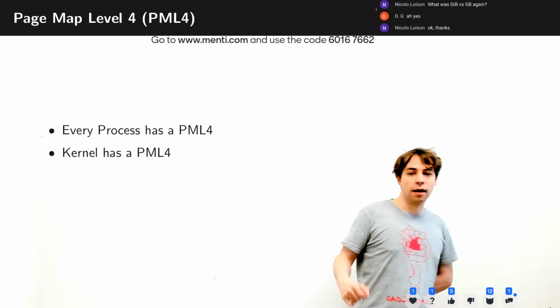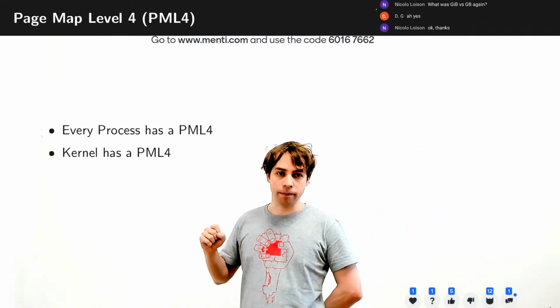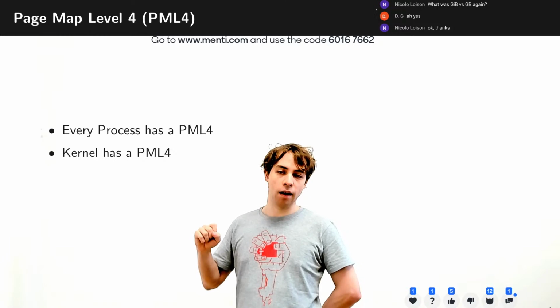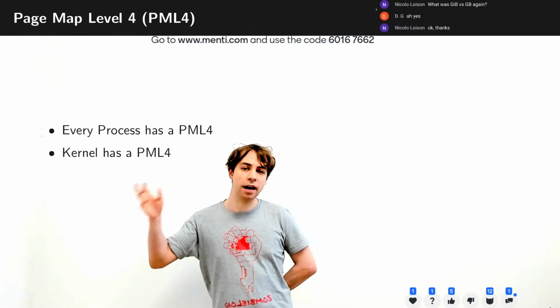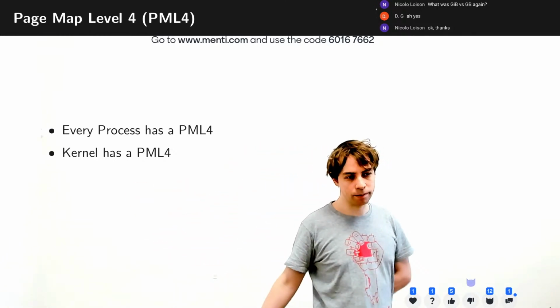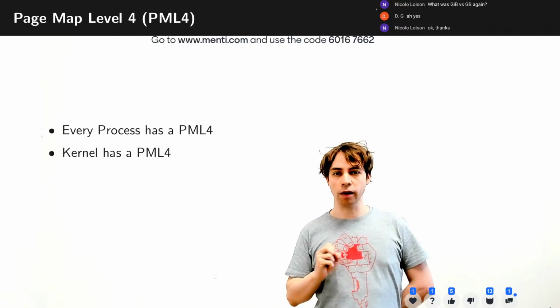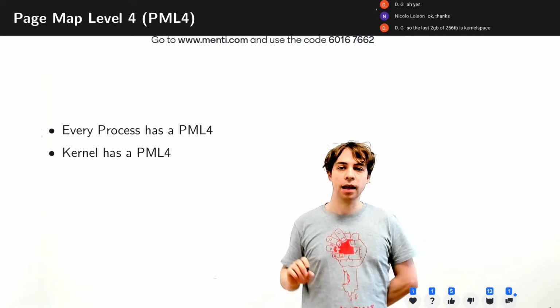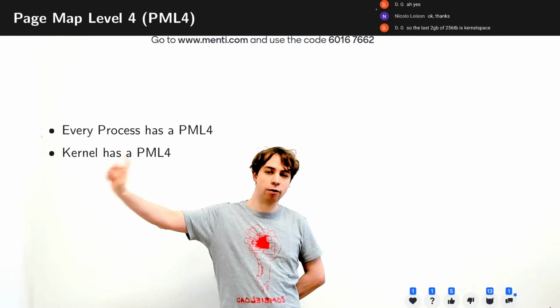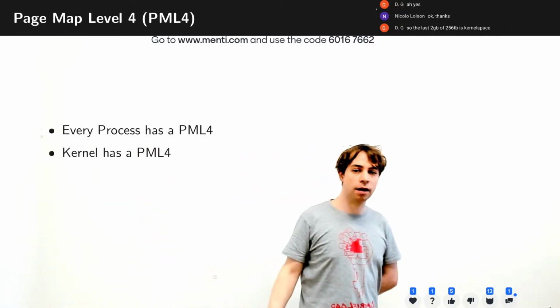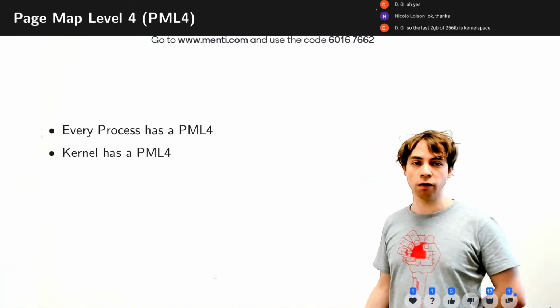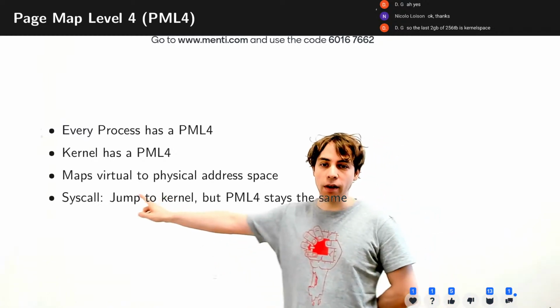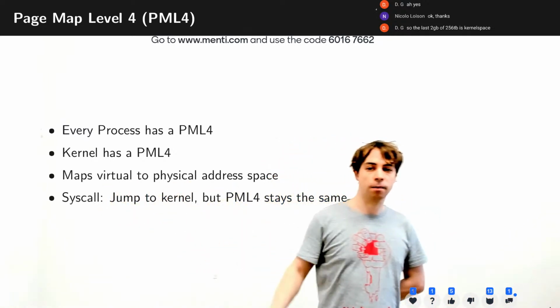Let's talk about the address space. And we start here with this page map level 4. We will see this on the whiteboard in a second as well. Every process has a page map level 4. The kernel has its own page map level 4. This is the current status in SWAP already. And this maps virtual to physical addresses.